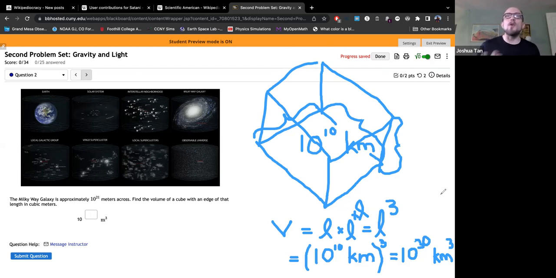So volumes multiply much more quickly than even areas, and certainly lengths as well. This is the sort of work you're going to be doing here in this problem, thinking about different units, squaring, cubing, and then even comparing different units. There will be a division problem you have to do as well.